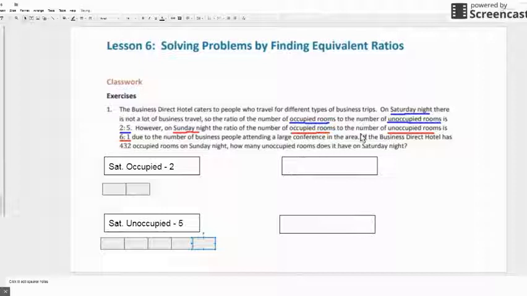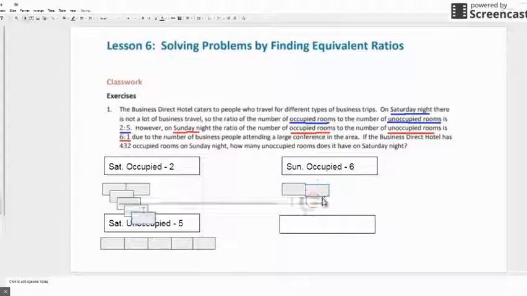The other piece of information, if we look at the red of the next sentence: however, on Sunday night, the ratio of the number of occupied rooms to unoccupied rooms is 6 to 1. So now we have a day change. So Sunday night, and then, of course, occupied, and that would be 6. Same thing here, we need 6 of these blocks. Let's copy and paste: 1, 2, 3, 4, 5, 6. Go ahead and draw yours in as I pull mine over.